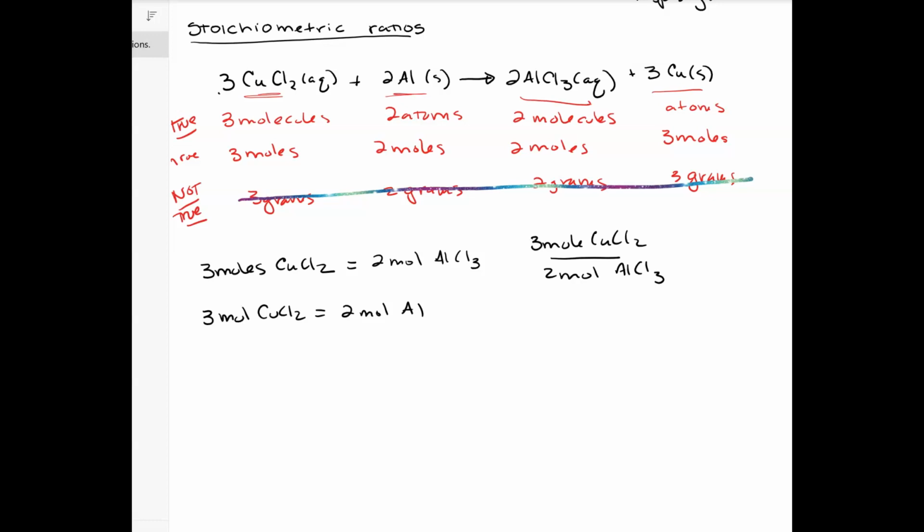Why don't you see if you can figure out what all of the potential equivalents would be for this reaction and give an example of a conversion factor for each. Pause the recording now, write a few of them down, and then when you're ready, start the recording again to see the answers.